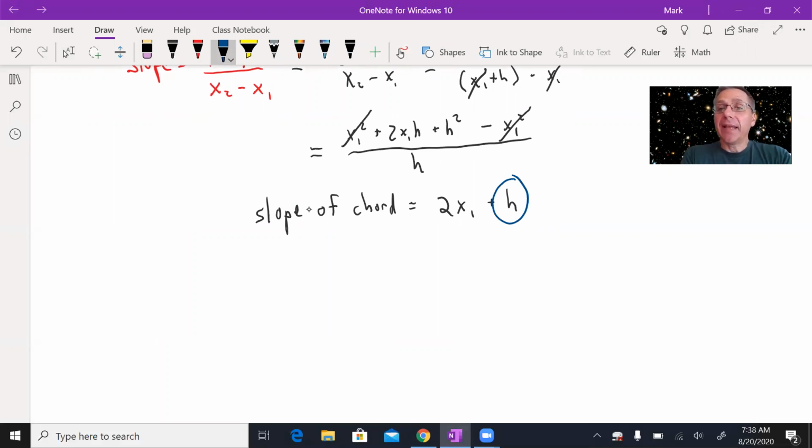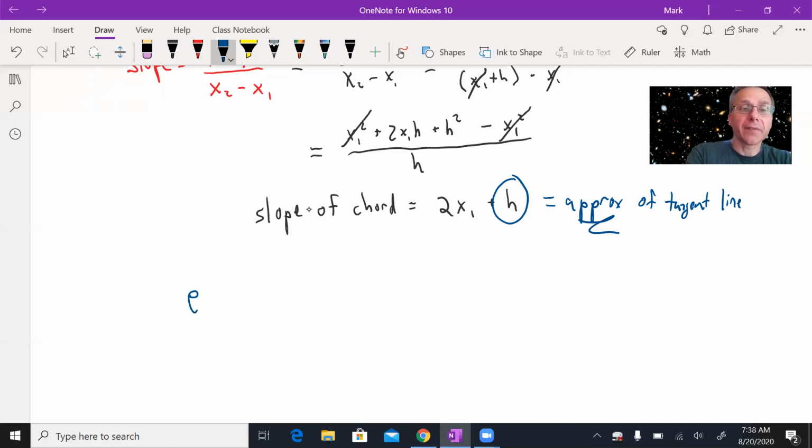So if we can make that h really, really small, that second point gets closer and closer to the first, and we get a better and better approximation. Okay, so this equation here, just from the normal slope equation, is really just an approximation of the tangent line slope. You want to make it exact, though.